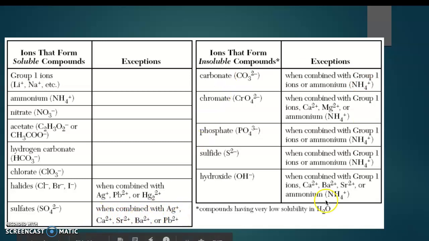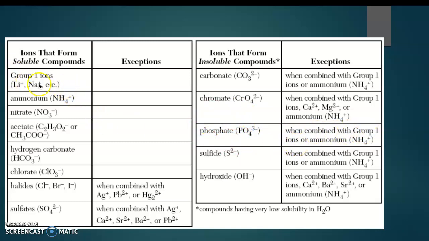Now for the other side of table F, ions that form insoluble compounds. Carbonate is insoluble, however, it will be soluble when combined with group 1 ions, so sodium, lithium, etc., or ammonium. Chromate is insoluble, however, it will be soluble when combined with group 1 ions, calcium, magnesium, or ammonium, so make sure you write those in.